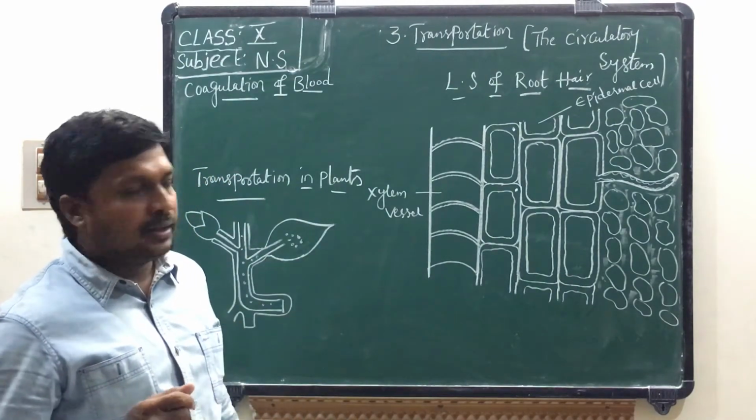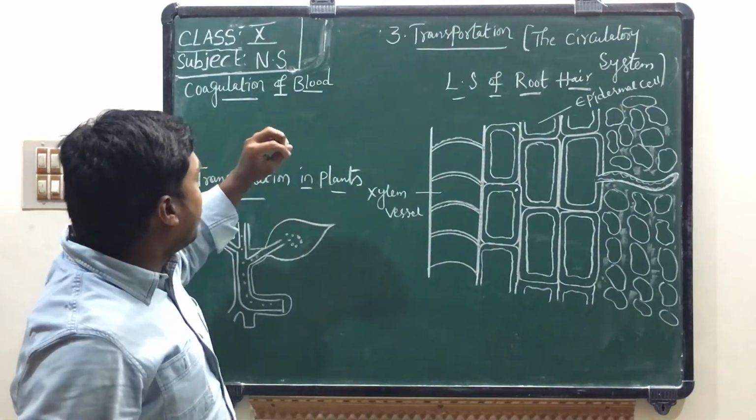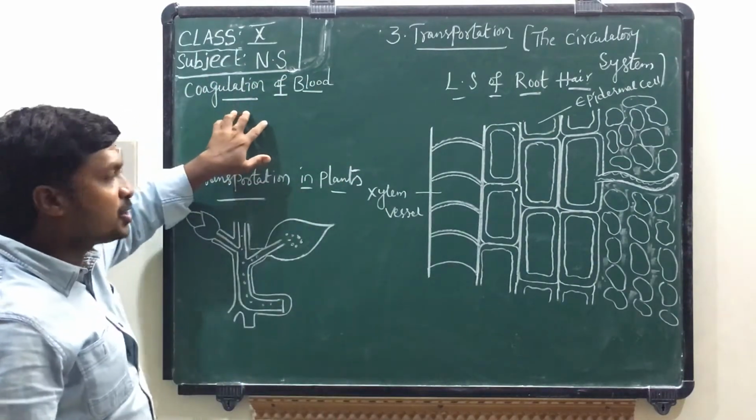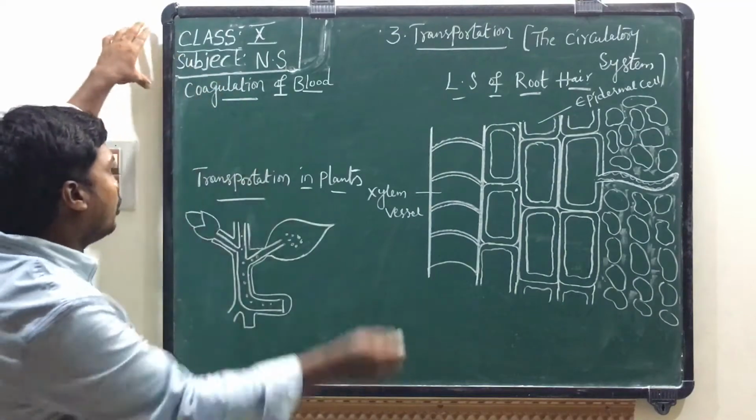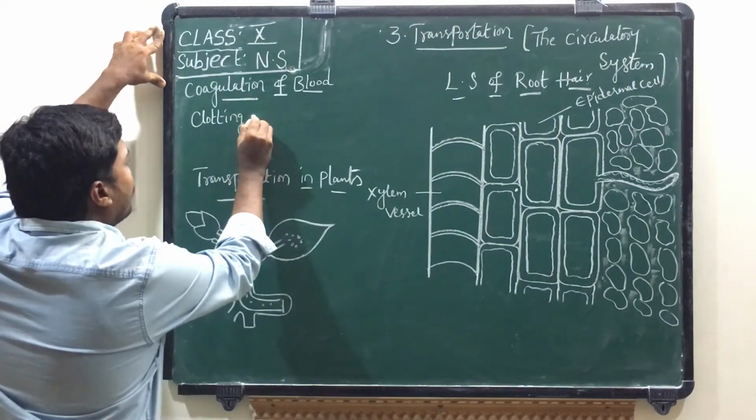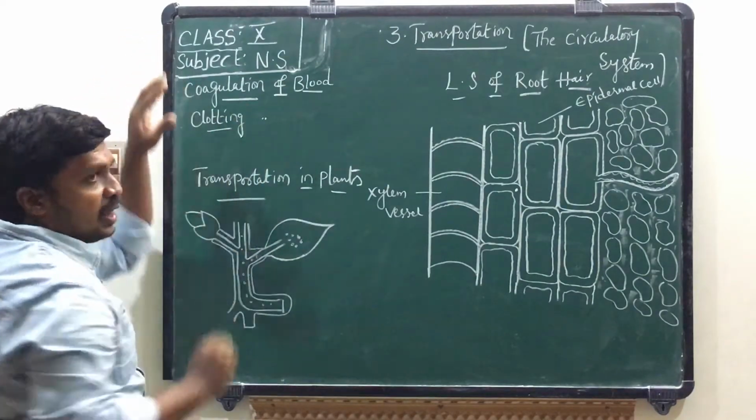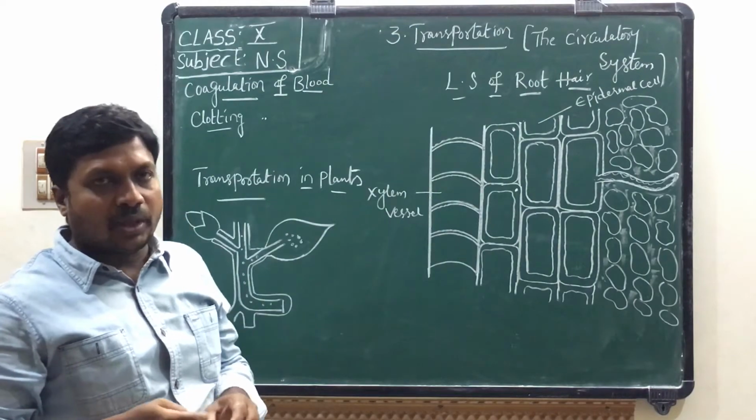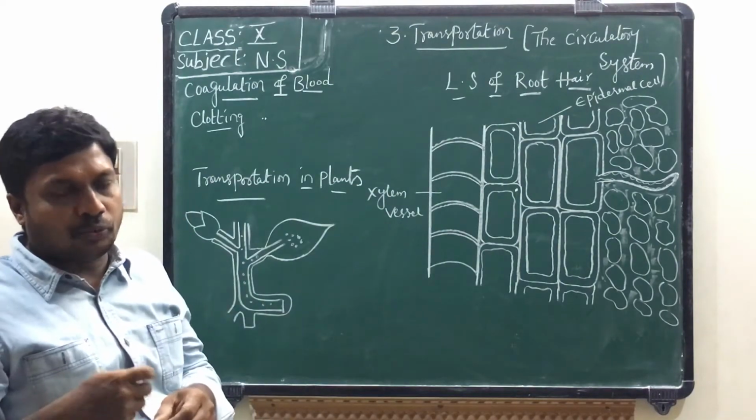I explained. Now I will explain the next topic in the third lesson, Transportation, that is called coagulation of blood. What is meant by coagulation? Coagulation means clotting of blood, clotting of blood at the time of injuries. What is meant by injury? Cutting of a blood vessel. Blood comes outside of the wounds, no?